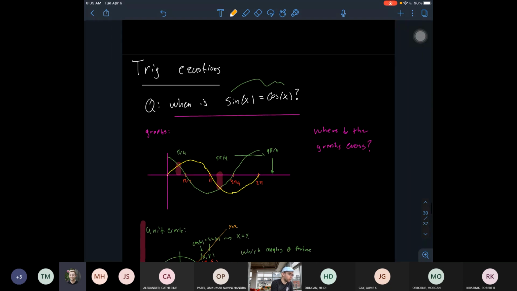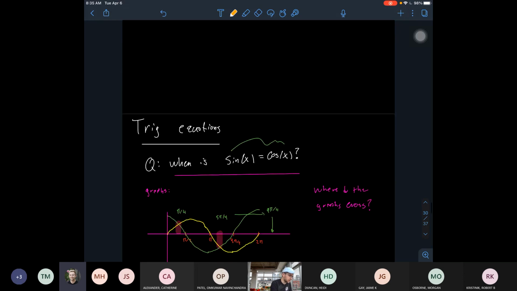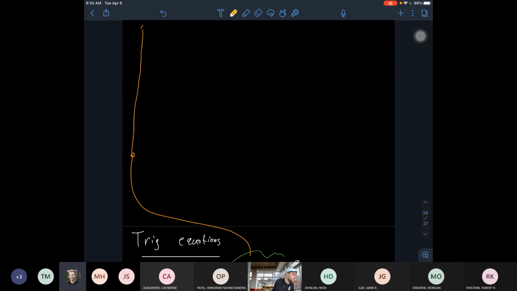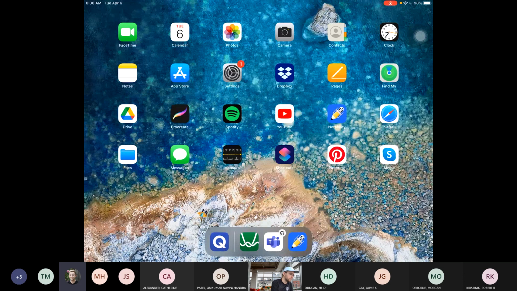Okay, so one final way that I wanted to think about this would be based on their equations. I already showed us how we can interpret this based on the graphs, and how we can interpret this based on the unit circle. I'll show you one final interpretation, and then we'll move on to something a little bit more collaborative.